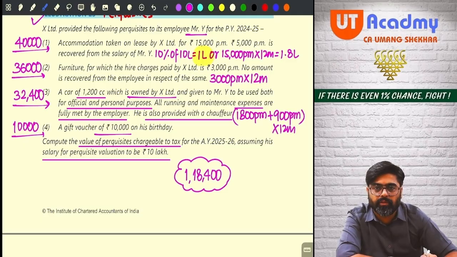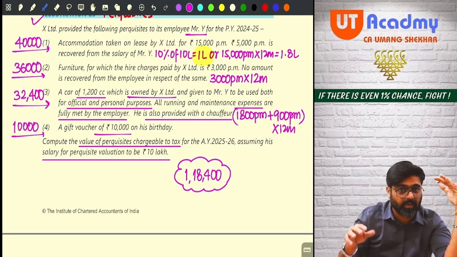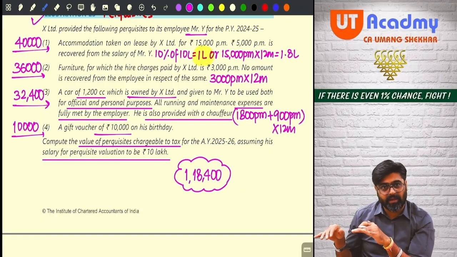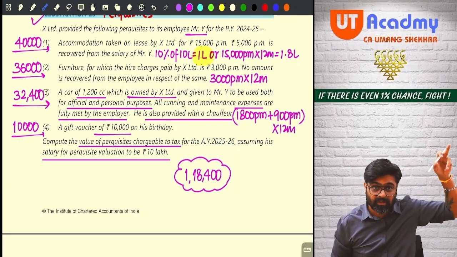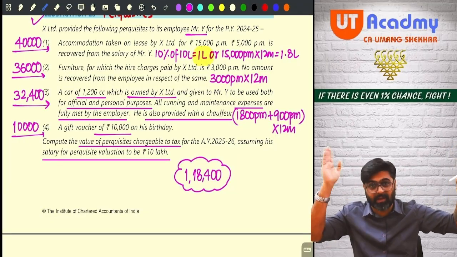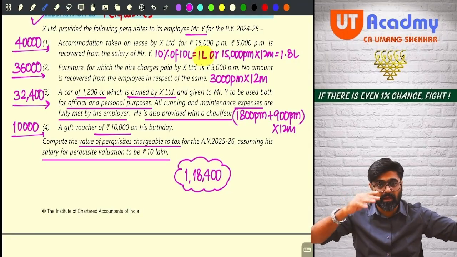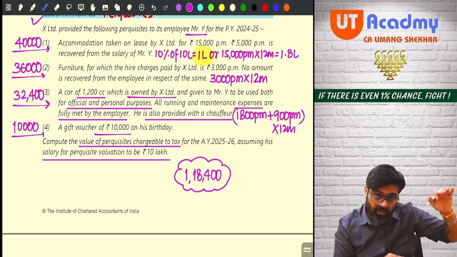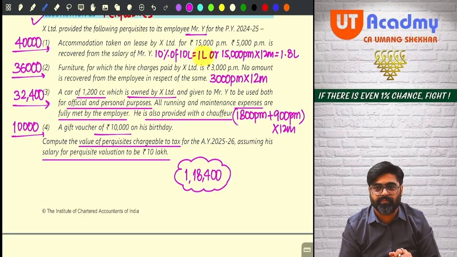Done. Easy question, no? This type of question will not come in the exam. All these perquisites will be forming part of salary chapter, salary head. So when you will be calculating the salary income, all these perquisites will be there. So take these values in the salary statement along with basic, allowances, commission, bonus, and these amounts will also come in the salary statement. Then your total salary will come. From that you are going to take the deduction and the final income will come.